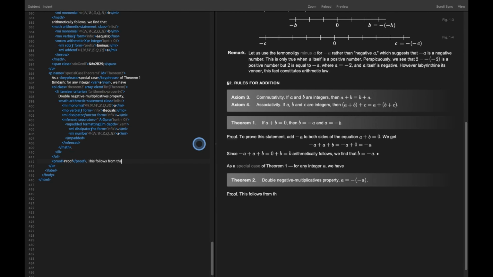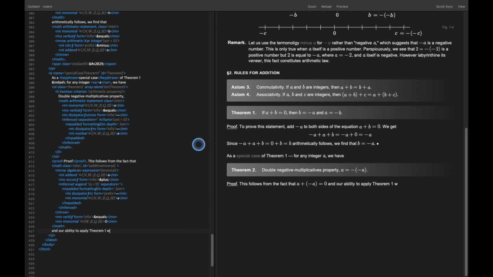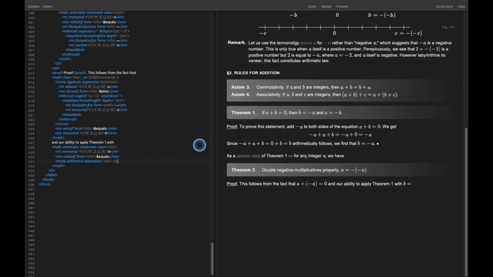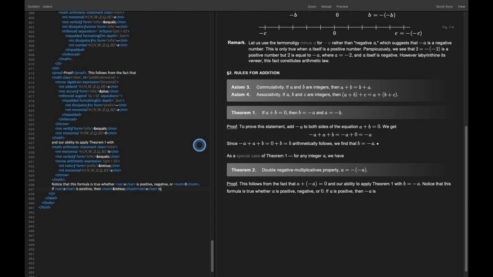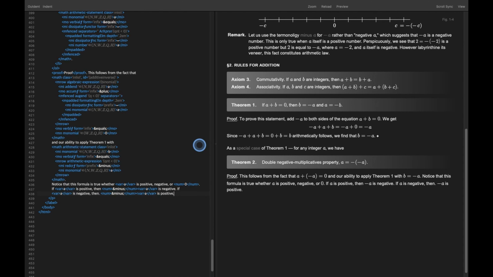Theorem 2 follows from Axiom 2, the additive inverse, and Theorem 1, where minus a is substituted for b. We can see this somewhat easily by starting with the additive inverse and subtracting quantity minus a from both sides of the equation. In doing so, we immediately obtain the double negatives property, which in this form states one of the consequences of Theorem 1. Let's notice that this formula is true whether a is positive, negative, or 0. If a is positive, then minus a is negative. If a is negative, then minus a is positive.